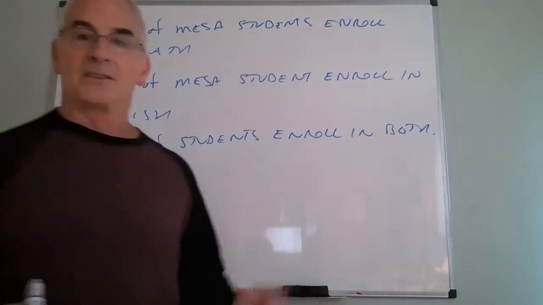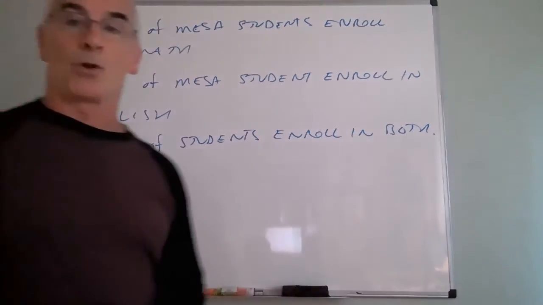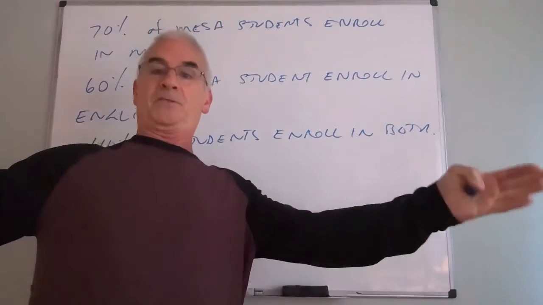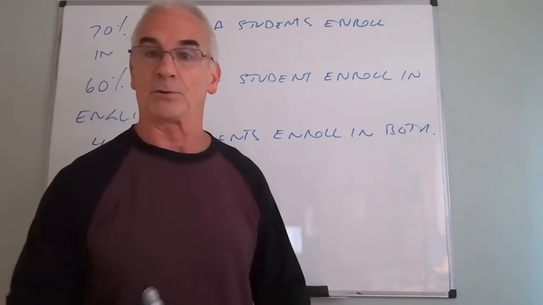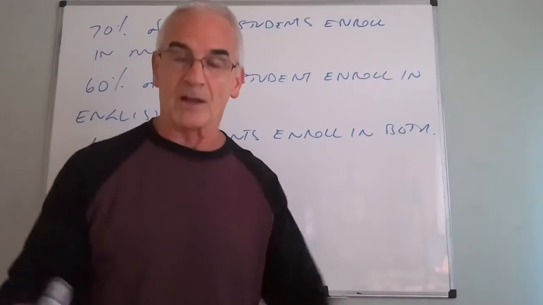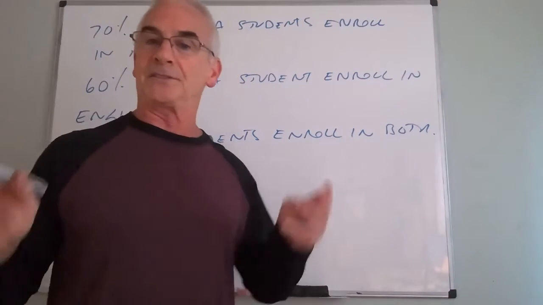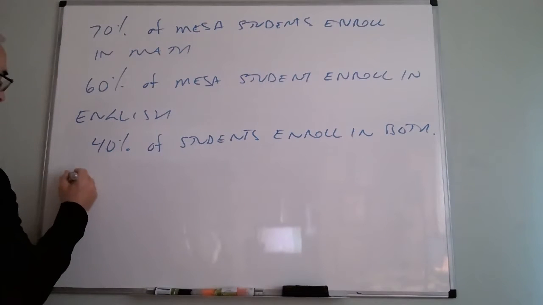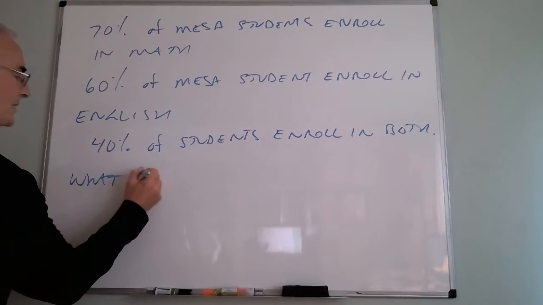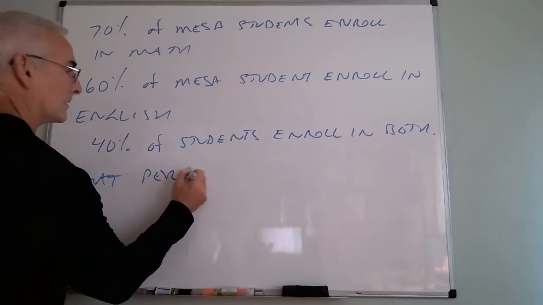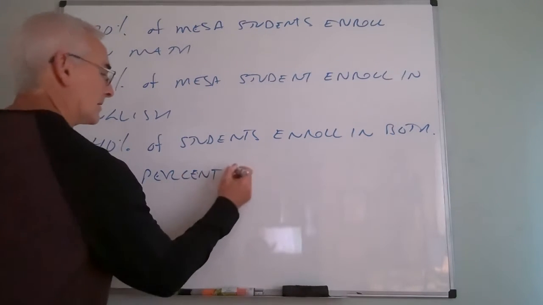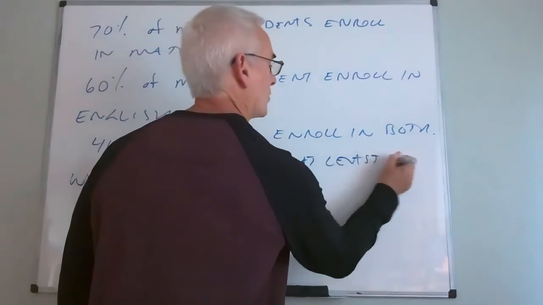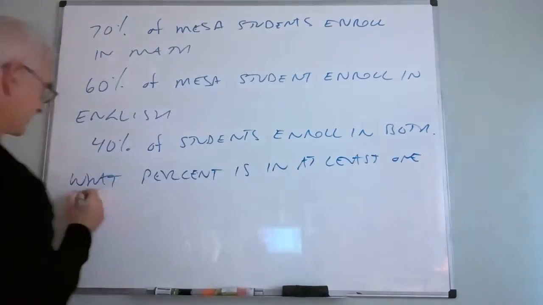Okay. Now, when I say 70% enroll in math, that doesn't mean they enroll in math and nothing else. When you look at the Mesa student body, we're saying 70% are enrolled in a math class. Same student body, 60% are enrolled in an English class. Same student body, 40% are enrolled in both. The question is, what percent is in at least one of the courses?